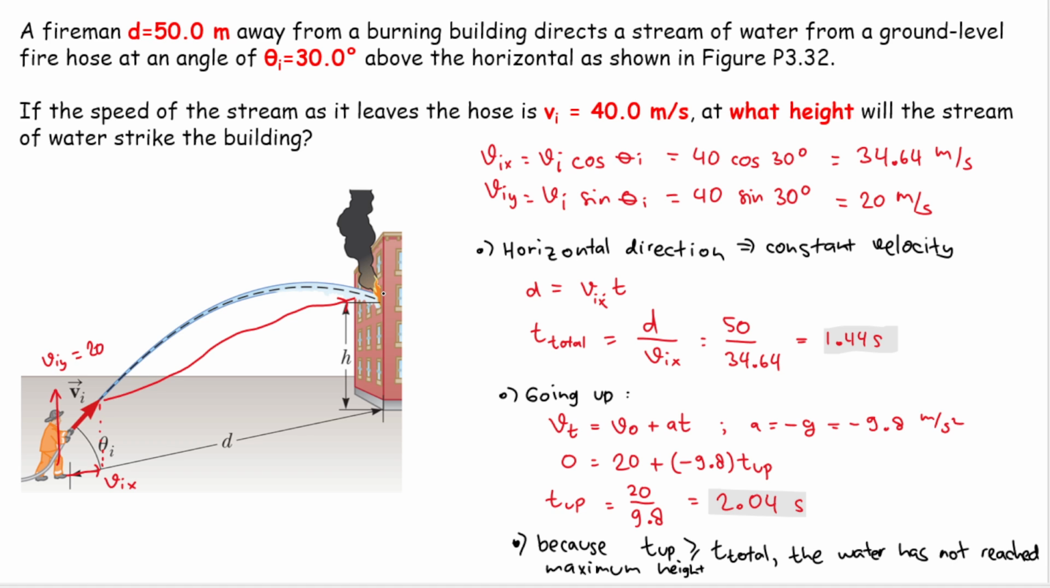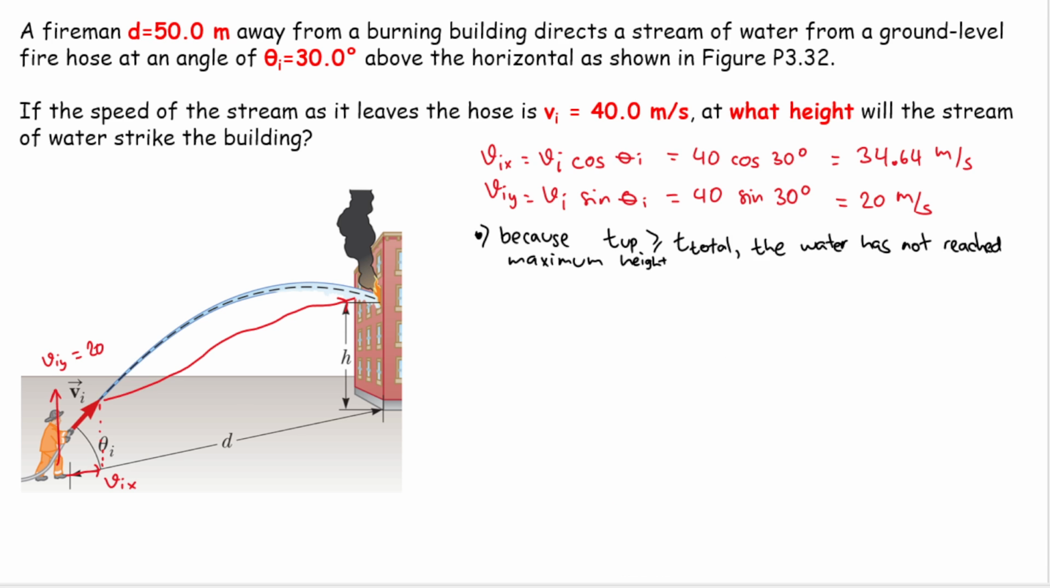So the water is still going up here and it already reached the building. So we only consider when it is going up, right? Let's calculate that with this time here. So we don't use this time but this time here, and only when it is going up. Okay, let's clean up our slide and do that.